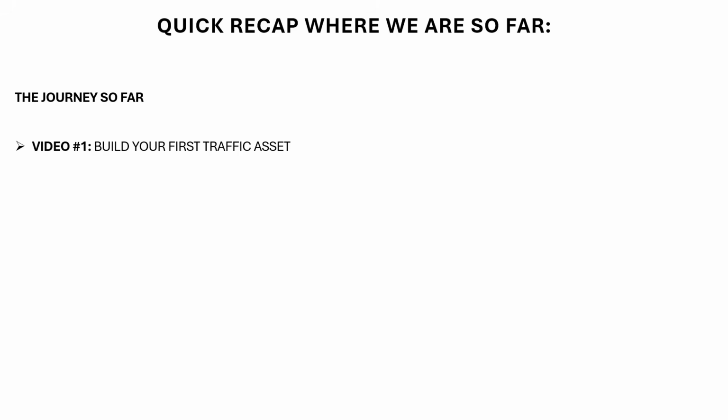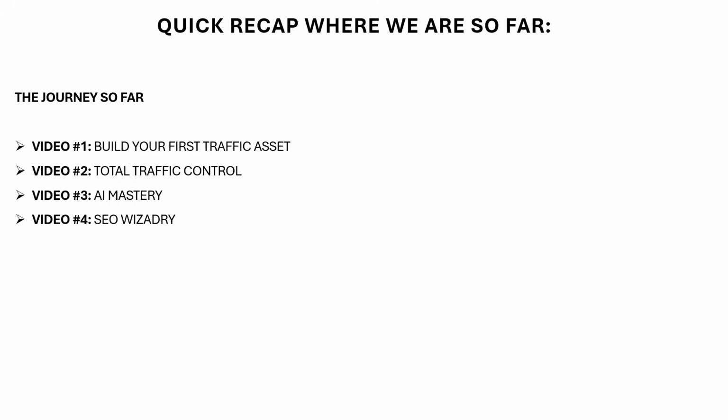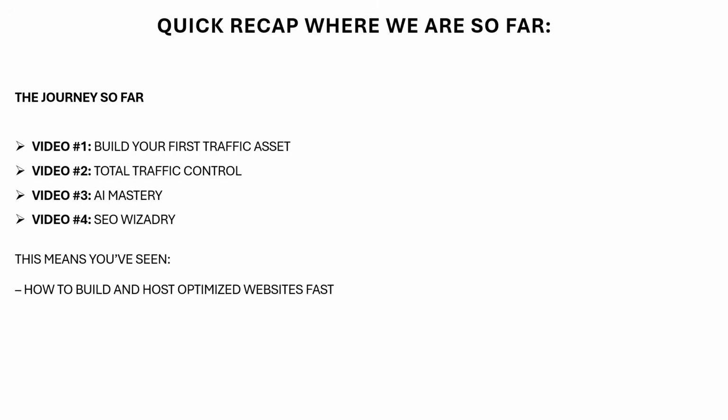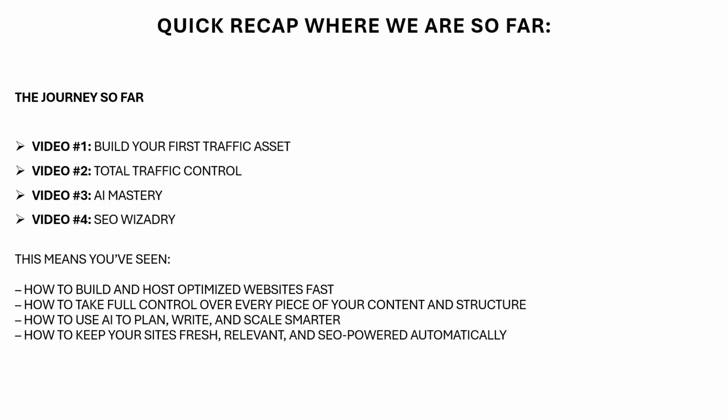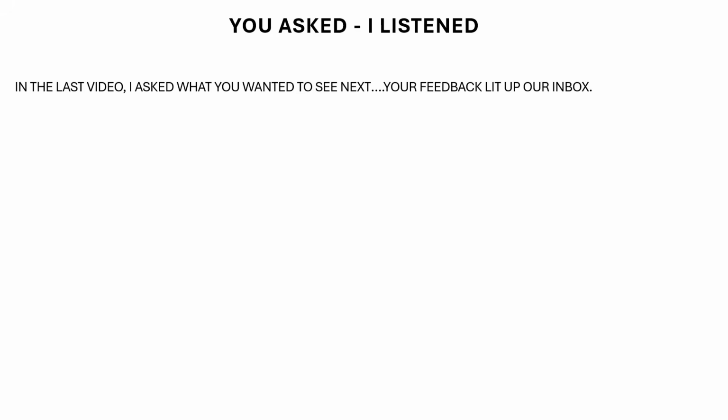So the journey so far. In video 1, we built your first traffic asset. In video 2, I showed you total traffic control. Video 3 was AI mastery and video 4 was SEO wizardry. This means you've seen how to build and host optimized websites fast, how to take full control over every piece of your content and structure, how to use AI to plan, write and scale smarter, and how to keep your sites fresh, relevant and SEO powered automatically. And now in demo 5, we go deeper.